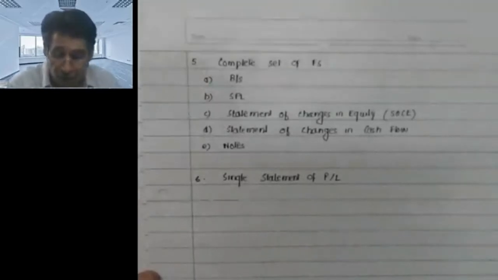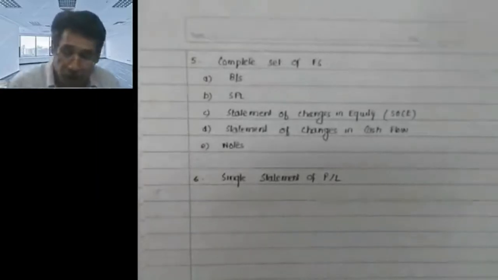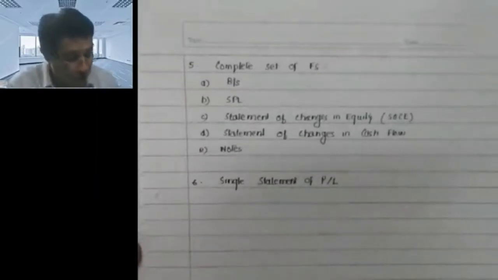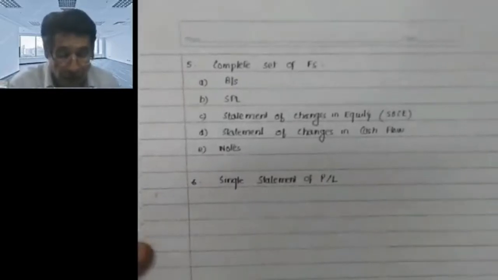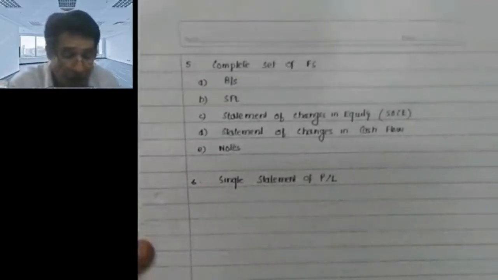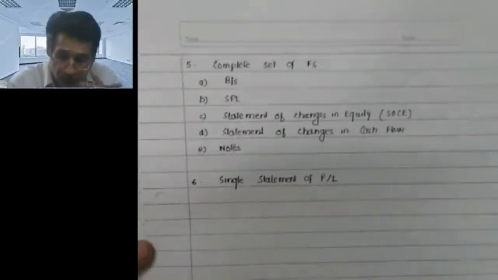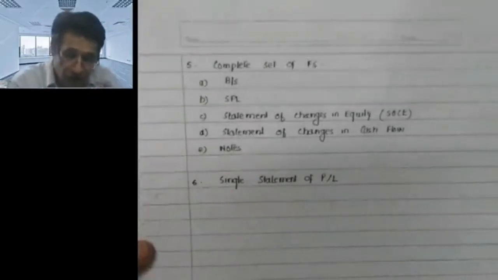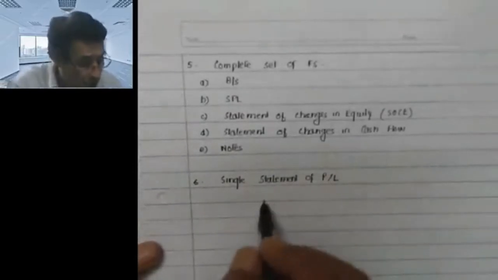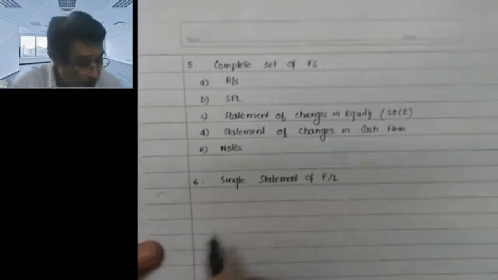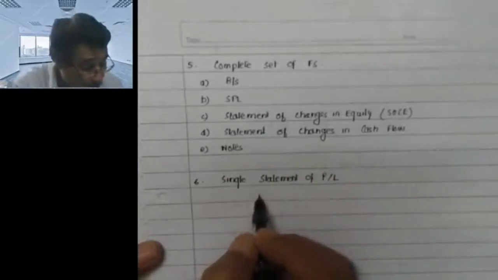So an entity will present with equal prominence all the financial statements in a complete set of what we call financial statements, and the entity will prepare only a single statement of profit and loss account with profit or loss and other comprehensive income presented in two sections. So basically, a single statement of profit or loss account means you will prepare only one statement of profit or loss account, but it will have two sections.